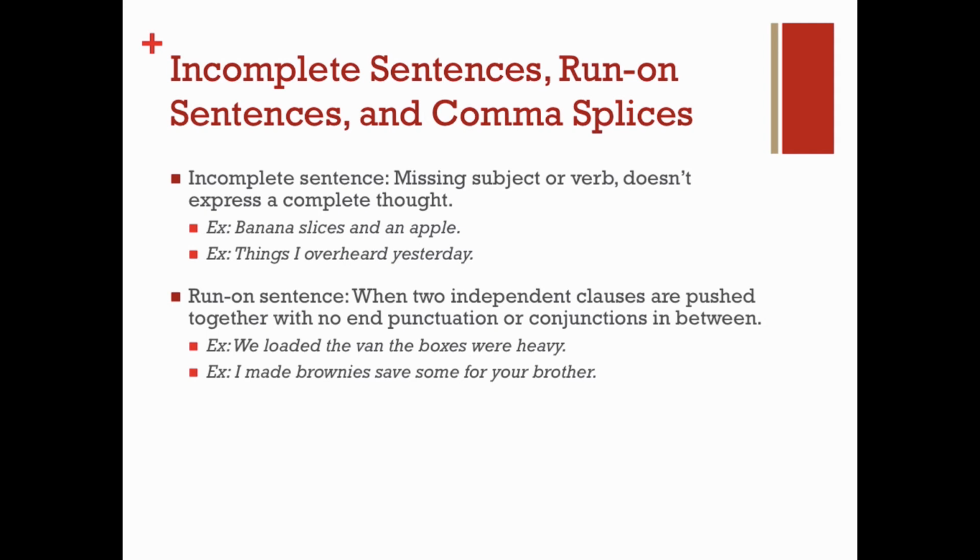So again, we need something in between here to separate out the independent clauses appearing in these sentences. And one perfect way you can do that is to put a period in between. So you can write, we loaded the van, period, the boxes were heavy, period, and also I made brownies, period, save some for your brother, period. That's a perfect way to correct that. There are some other ways that you can correct them too.